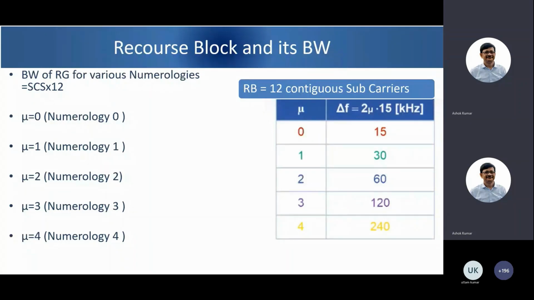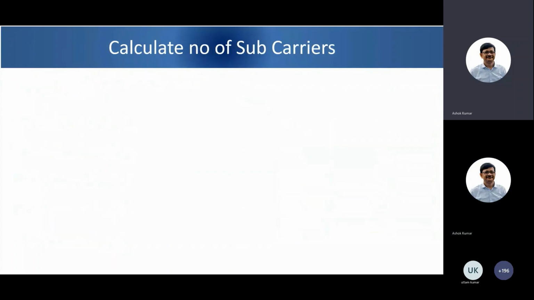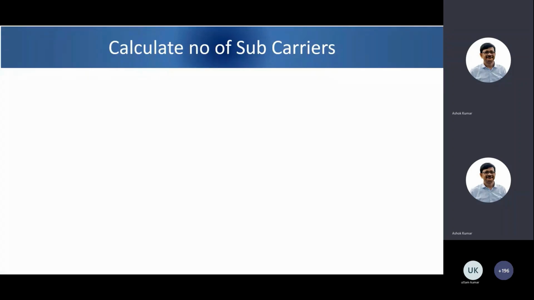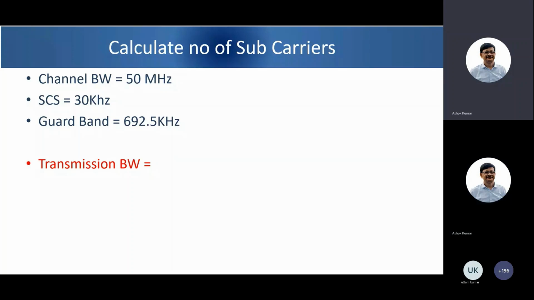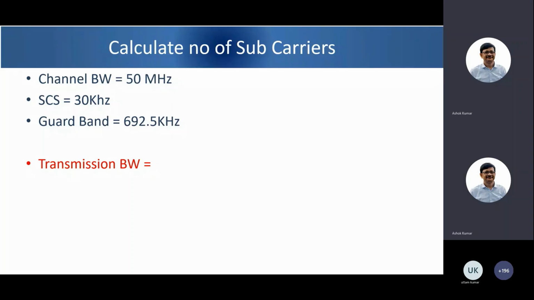So please calculate the bandwidth of all the resource blocks. Suppose numerology 0, what will be the bandwidth? Okay, so that question we had already answered. So I'm giving you one more question. If I have a channel bandwidth of 50 megahertz, subcarrier spacing of 30 kilohertz, guard band is 692.5 kilohertz, please calculate the transmission bandwidth here. One more exercise for you.